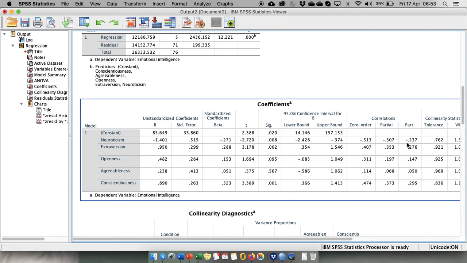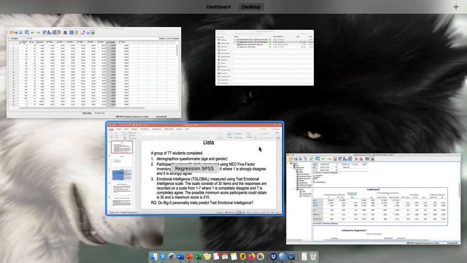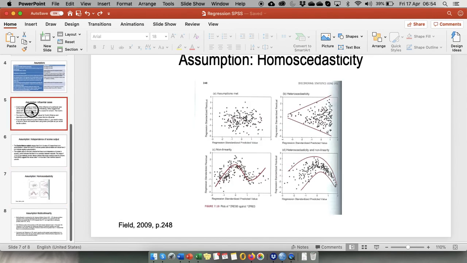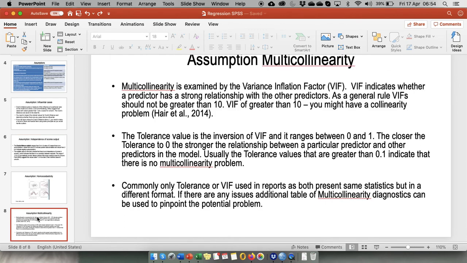The next part that we're interested in, for testing the assumptions, is the collinearity statistics, tolerance and VIF. So let's have a look at what those are. So those values give us the results for multicollinearity. The variance inflation factor indicates whether a predictor has a strong relationship with the other predictors.